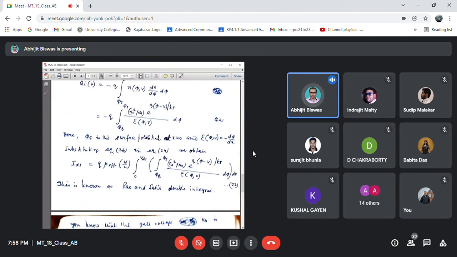So if you have any question regarding this drain current model using this Pao-Shah double integral, you can ask me. There are some limitations I'll discuss now. Indrajit, is it clear? Yes, sir, clear. Okay, so can you tell me what could be the limitations of this method of finding the drain current?